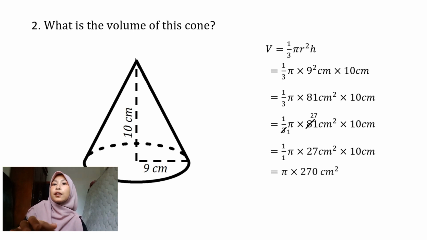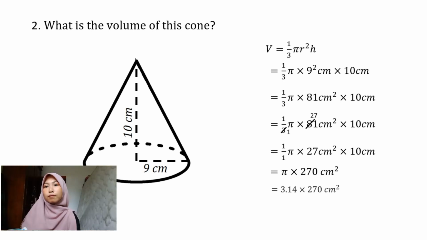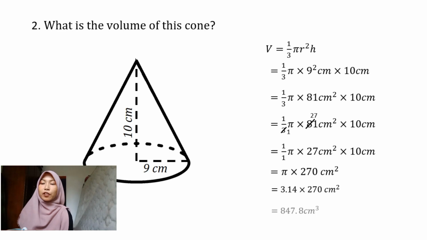And next, we just put in pi, as we know pi is 3.14. So then we get 3.14 times 270 centimeters squared. And then we can get the result. It's 847.8 cubic centimeters.